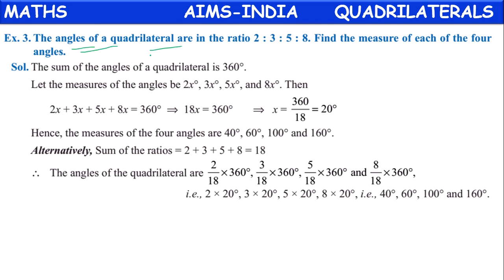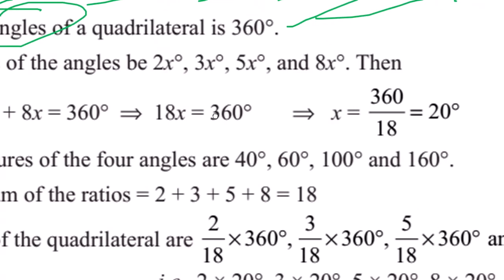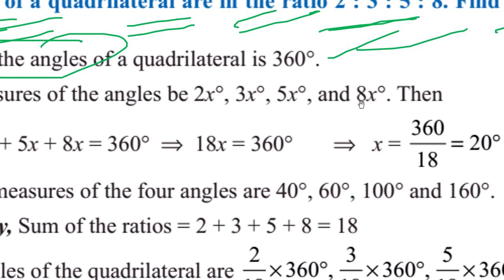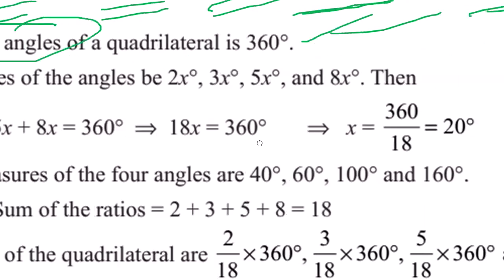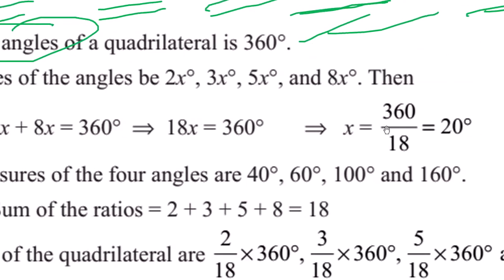The angles of a quadrilateral are in the ratio 2:3:5:8. Find the measure of each of the four angles. The sum of all angles is 360. Let the angles be 2x, 3x, 5x, 8x. Then 2x plus 3x plus 5x plus 8x equals 360 degrees. If we add all, 18x equals 360. x equals 360 by 18, which is equal to 20.